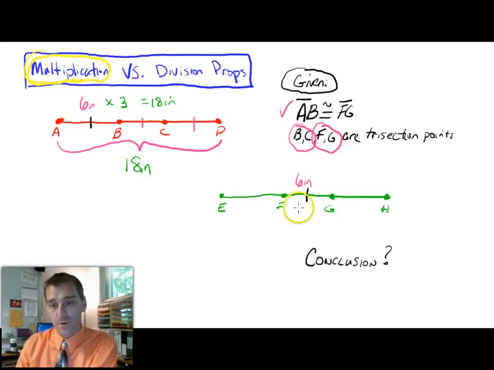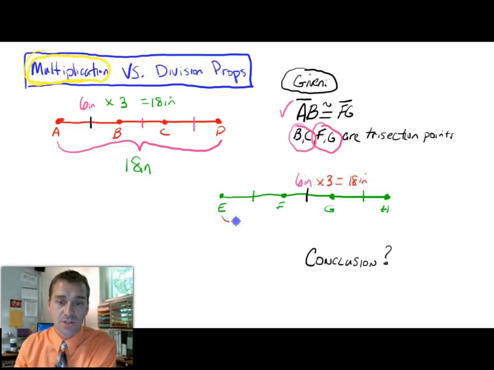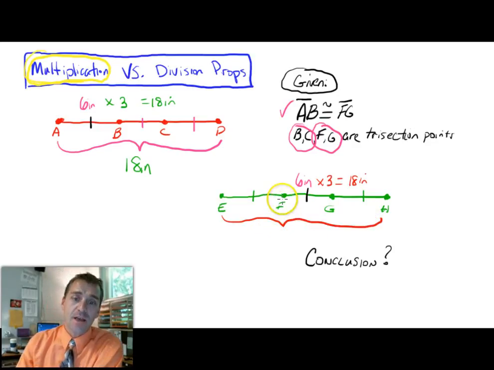Now come over here to this one. If I know this little piece is 6 inches, and I know points F and G trisect it, that means it divides this entire segment into three congruent segments. That's pretty cool. The argument is that I can take this 6 inches and multiply it by 3 equal parts, which gives me 18 inches, which just so happens to be this segment length from E to H.